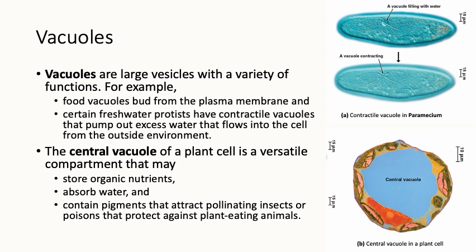Vacuoles are large membrane-bound compartments that serve different purposes depending on the type of cell. In many single-cell organisms, food vacuoles form when the cell engulfs nutrients, allowing digestion to occur internally. Some freshwater protists have contractile vacuoles that actively pump excess water out of the cell, preventing it from bursting due to osmotic pressure. In plant cells, the central vacuole is especially prominent and can take up most of the cell's volume. This structure stores water, nutrients, pigments, and sometimes toxic compounds that deter herbivores. By maintaining internal pressure, the central vacuole also helps keep plant cells rigid and supports overall plant structure.